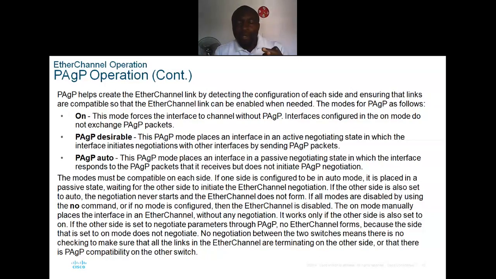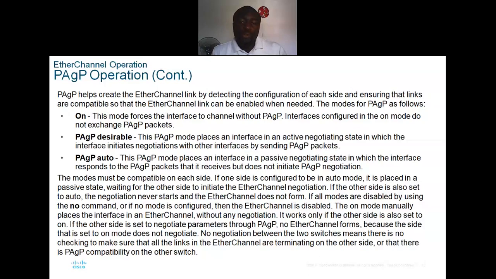Once it's desirable, the PAgP mode places an interface in an active negotiating state in which the interface initiates negotiation with other interfaces by sending PAgP packets. Once it is on auto, the PAgP mode places an interface in a passive negotiating state in which the interface responds to the PAgP packets that it receives but does not initiate the PAgP negotiation. Some of these modes are important, especially when you, the network administrator, are trying to set up the EtherChannel in a particular manner.